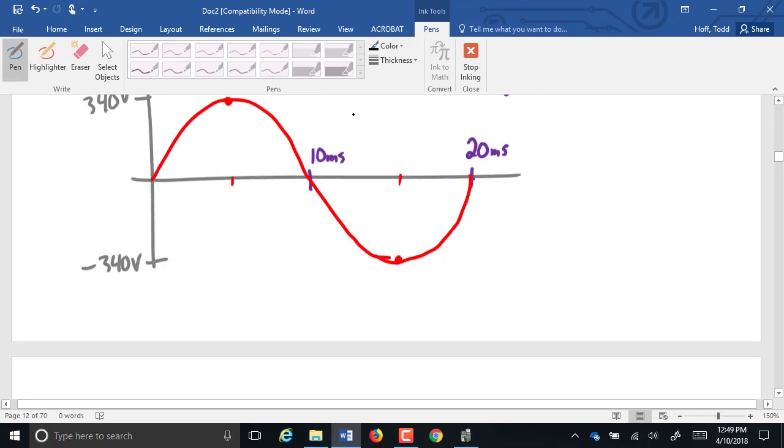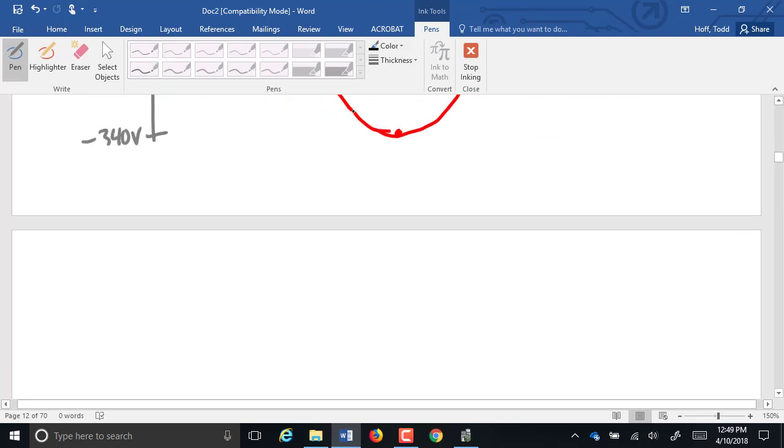I'm going to have you guys try one. You guys try number 51. I was going to go easy. I'll try number 50. 50 is instantaneous voltage equals 170 times the sine of 120 pi t. Graph that for one cycle.